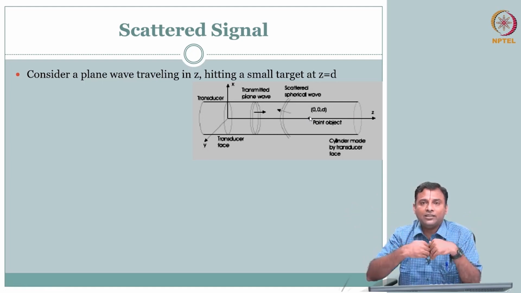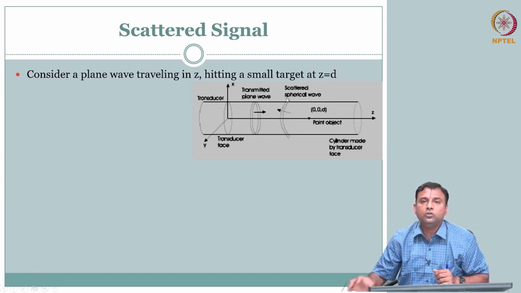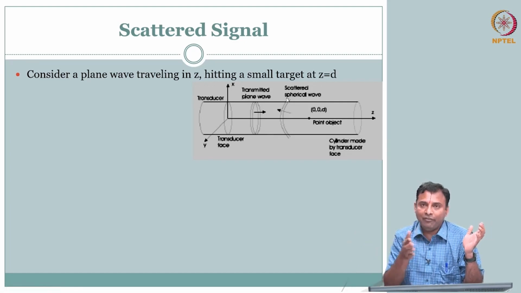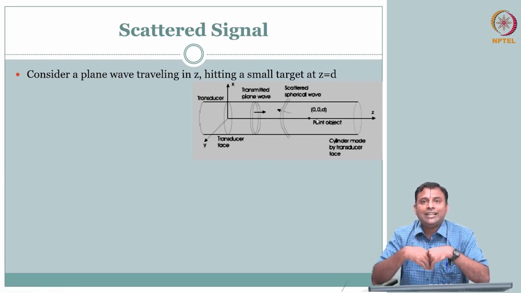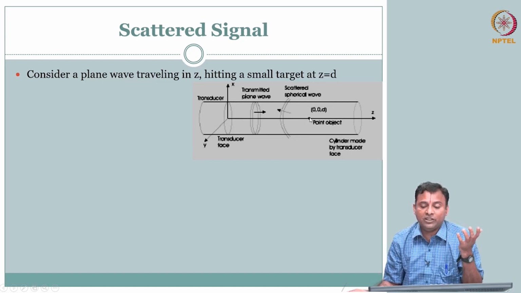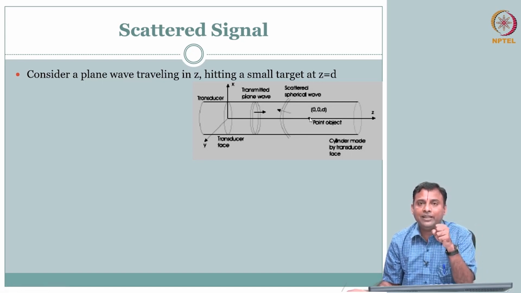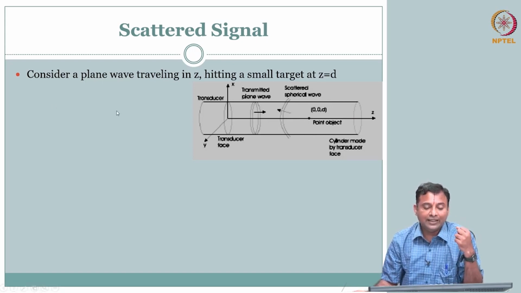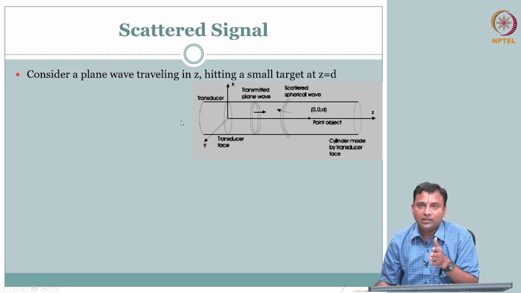What does that mean? That means you can now treat this point as going to reflect, or scatter, everything, and the waves that are going to come back are closer to spherical. So I send a plane wave, and this point object has converted that plane wave into a spherical wave. How much of it is coming back? That depends on the reflection coefficient of that object, the impedance mismatch between that point object's material characteristic compared to the surrounding.